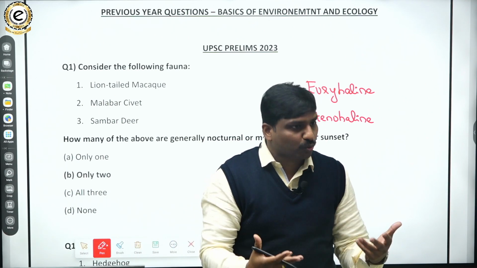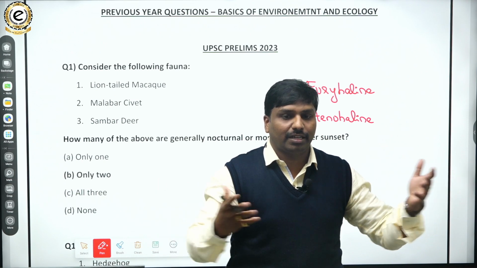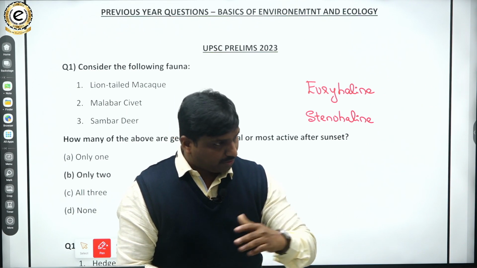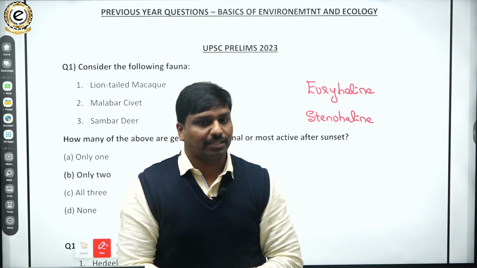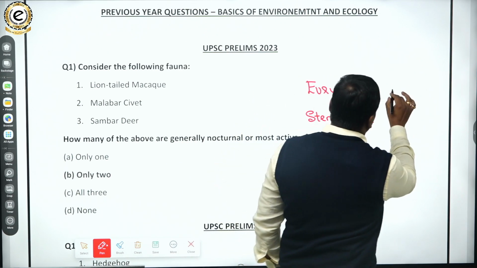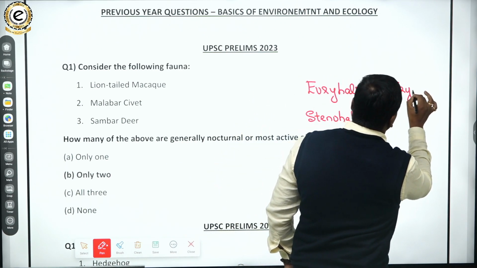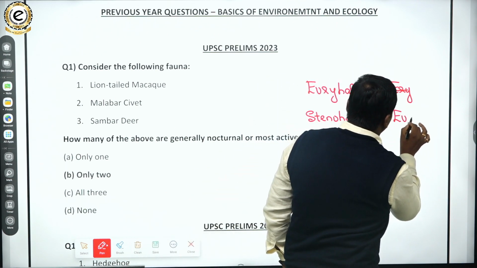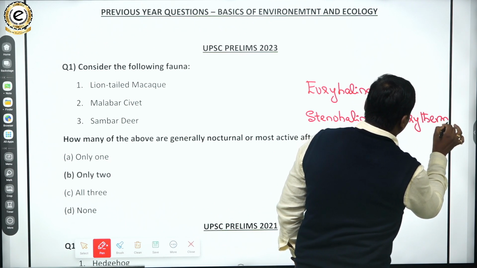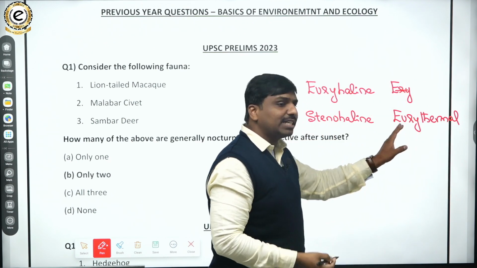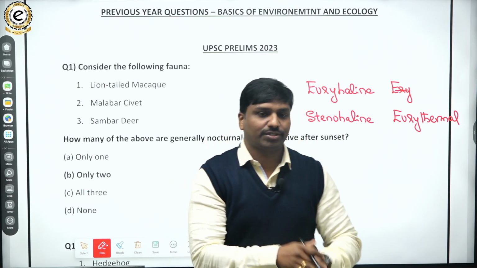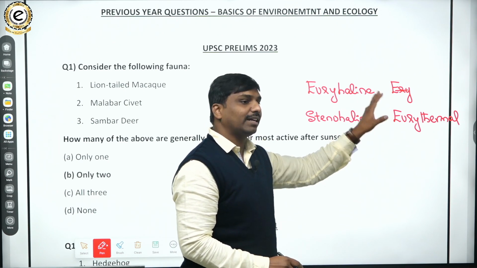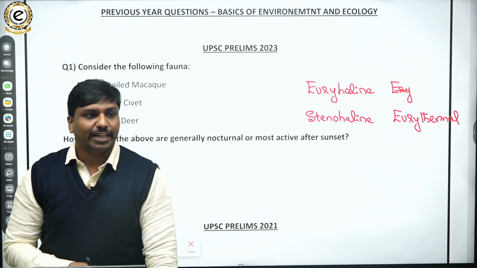Eurythermal means, 'eury' means true. So truly they can withstand various degrees of temperature. So to the cold water or to the warm water, they can withstand. So they will be known as eurythermal organisms. Stenothermal: thermal means temperature, stenothermal means which can withstand less temperature variations. They are nothing but stenothermal organisms. So likewise, we will have that with respect to aquatic organisms. Okay, so that is one thing.